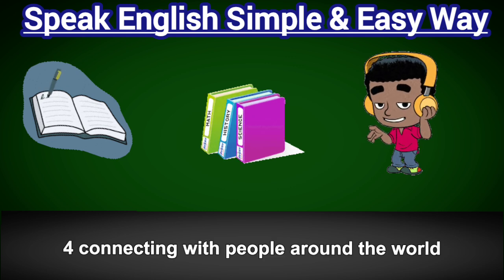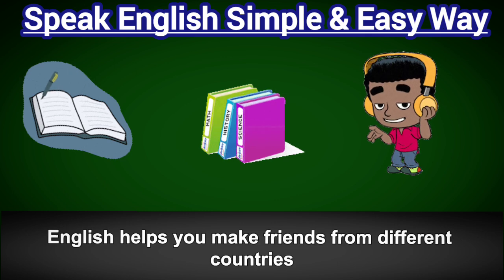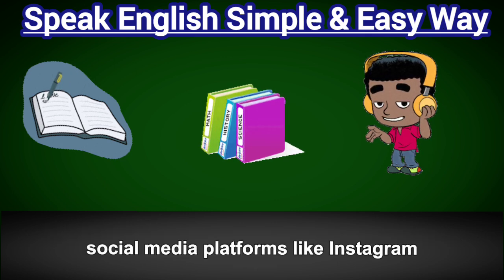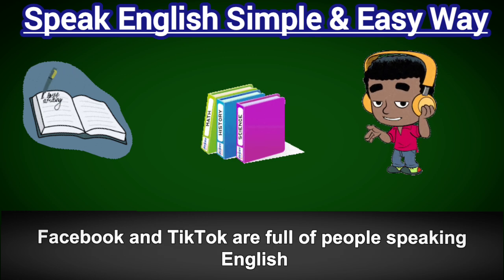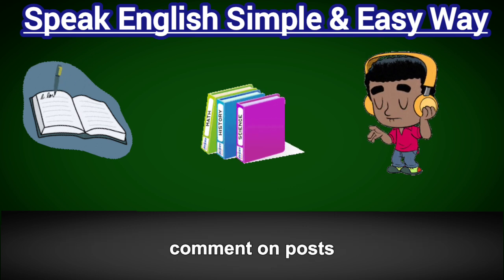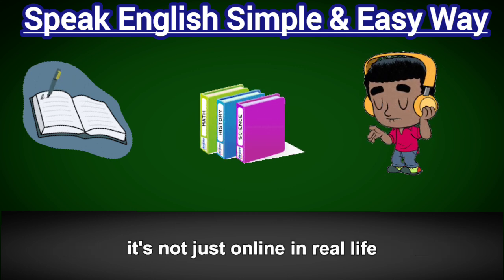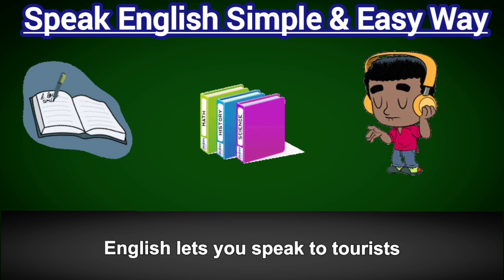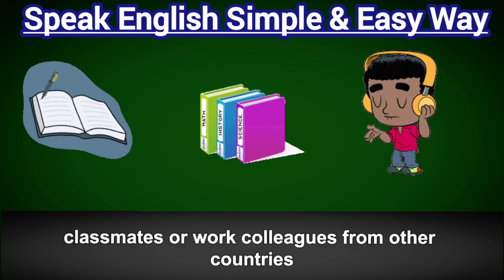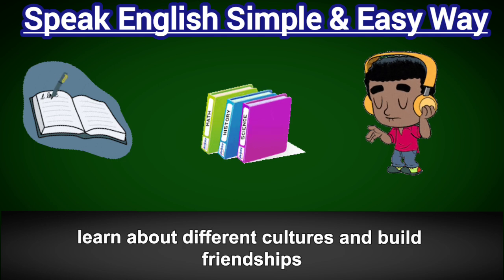4. Connecting with people around the world. English helps you make friends from different countries. Social media platforms like Instagram, Facebook, and TikTok are full of people speaking English. When you know English, you can join online groups, comment on posts, and connect with people from all over the world. It's not just online. In real life, English lets you speak to tourists, classmates, or work colleagues from other countries. It helps you share ideas, learn about different cultures, and build friendships.